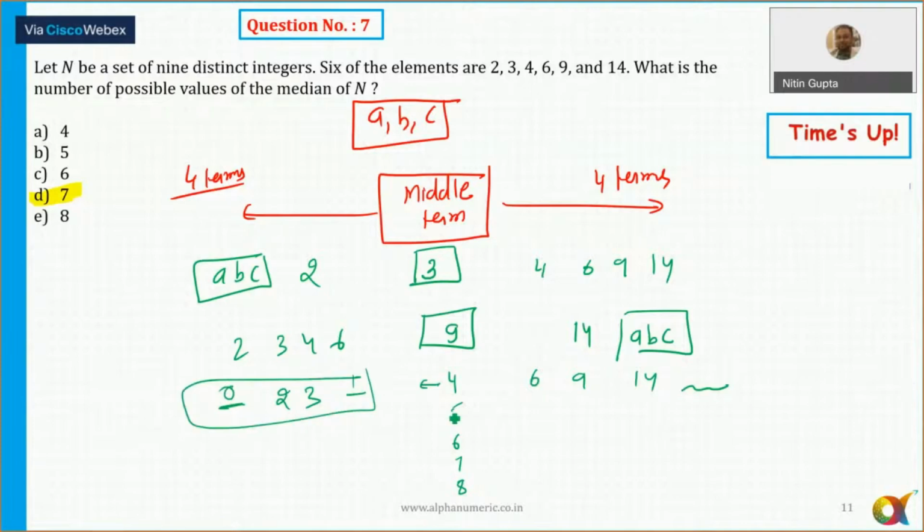Same thing if 5 is the middle term. So before 5, the 3 terms are 2, 3, and 4. And after 5, the 3 terms are nothing but 6, 9, and 14. I can pick any other integers like this. In the same way, 6 is also possible, 7 is also possible, 8 is also possible. So that's why the answer is 7.